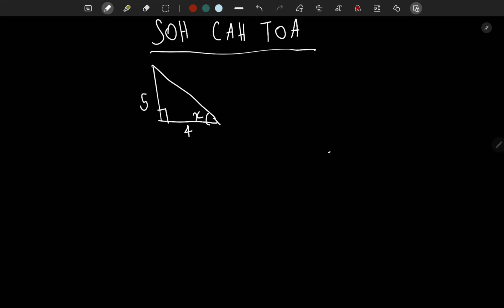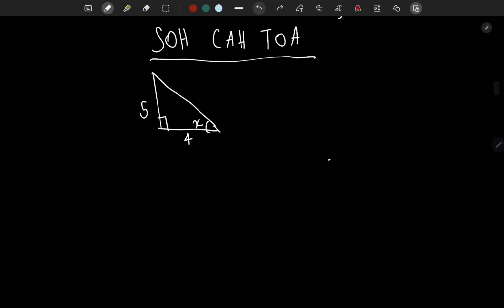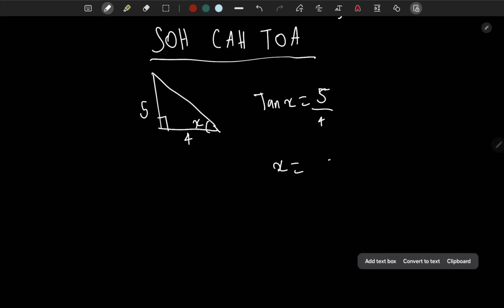In our last example, we are to find the value of the angle x, and we are given the opposite side and the adjacent side. So again, let's go back to the three formulas, SOH CAH TOA. Which of the formulas include opposite and adjacent? That is going to be tan. So tan of this angle is equal to opposite, which is 5, over adjacent, which is 4. And you just solve for x here, and you will get the value of 51.34. And don't forget the unit here, which is degrees.